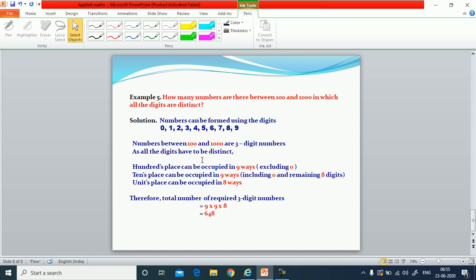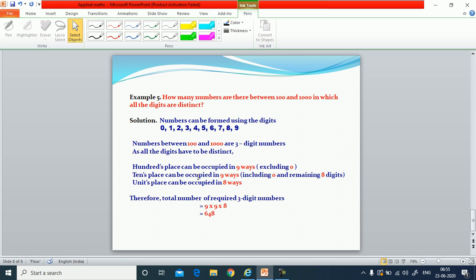Okay, if we are making a 3-digit number, we have three places. We have ones place, we have tens place, we have hundreds place. So we have to see how we can occupy these places and come to know how many possible 3-digit numbers are there. So I will start with hundreds place. You can see hundreds place can be occupied in 9 ways. These are 10 digits I have written. But we are using only 9 options here because at hundreds place we cannot put 0. Otherwise it will become a 2-digit number. So only 9 options for hundreds place. You can see I have written excluding 0.